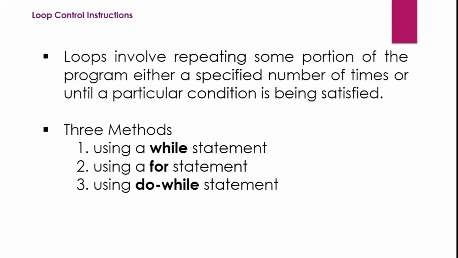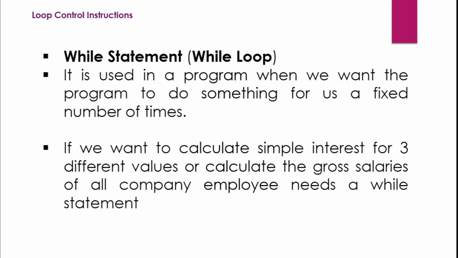There are three ways to do loop instructions in the C language: using a while statement, using a for statement, and using a do while statement. So these three methods are used for loop control instruction in C programming. Let's start with the while statement. We can say it as a while loop.